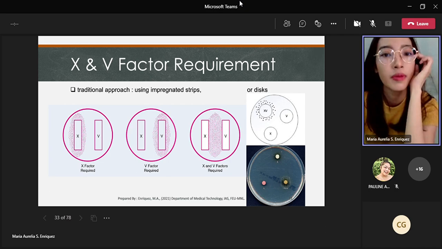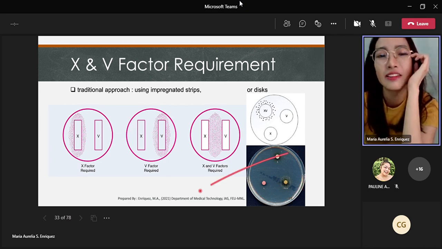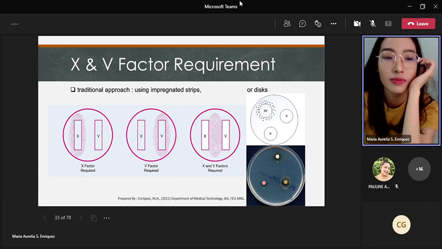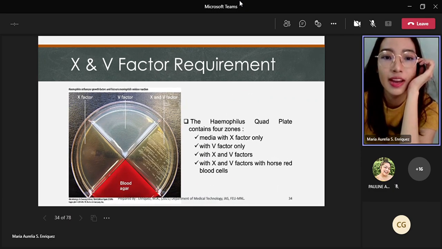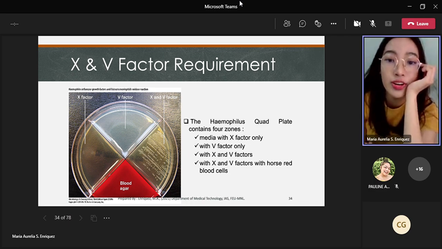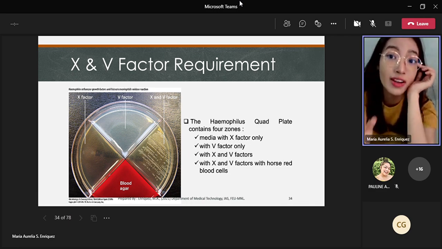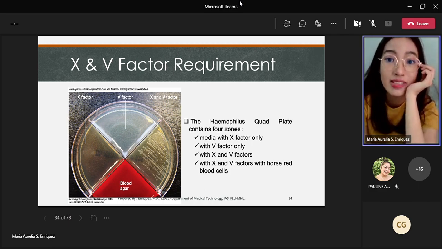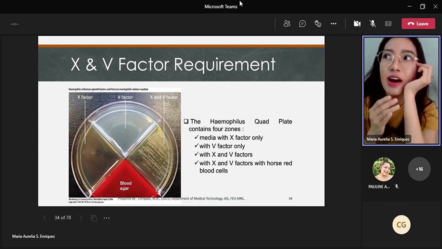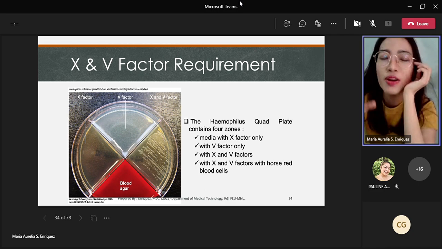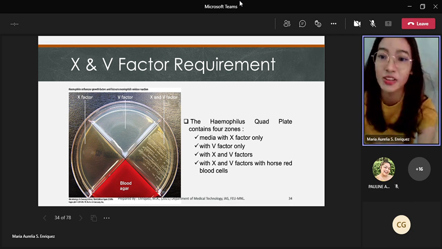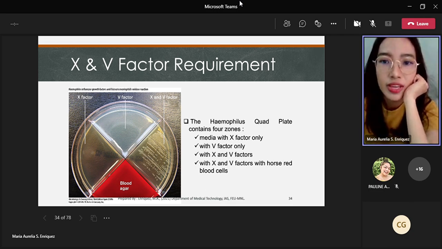And po, this is what it looks like in person or in real life. And in more advanced and highly funded laboratories, they have what is known as the Haemophilus quad plate. So as the name implies, the quad plate is sliced into four, or meron siyang four different sections. All right. Now, there are four different zones to streak our bacterial isolate on.